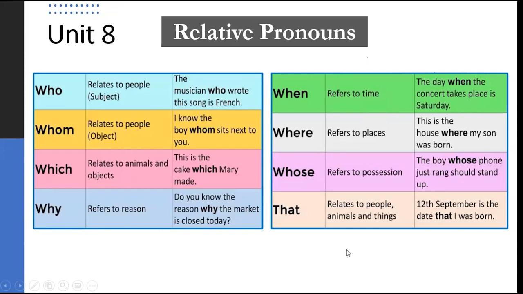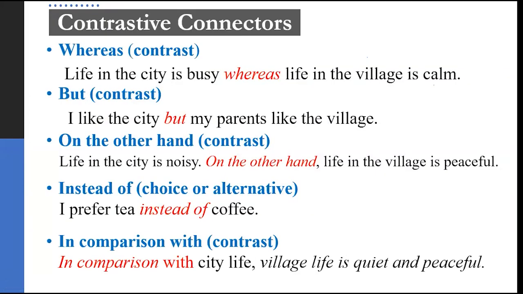Okay. Now we'll move on to contrastive connectors. Again, they are also used to connect sentences or ideas, but when we are comparing things, we use one of these connectors. So we use whereas to show contrast, and the most important thing that we need to know, and this is honestly always in the exam, is whereas, or on the other hand, or in comparison with.